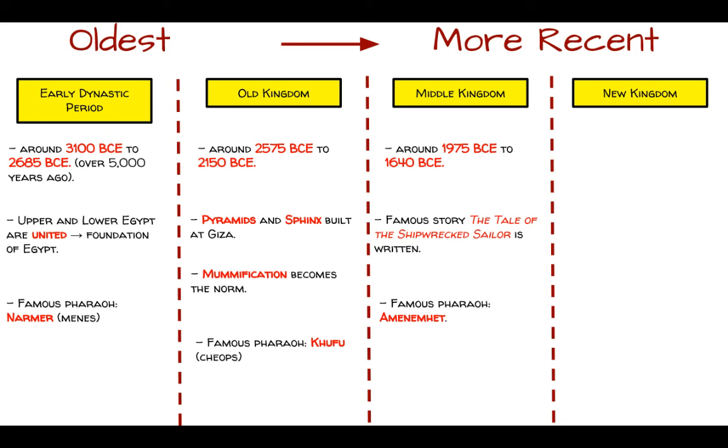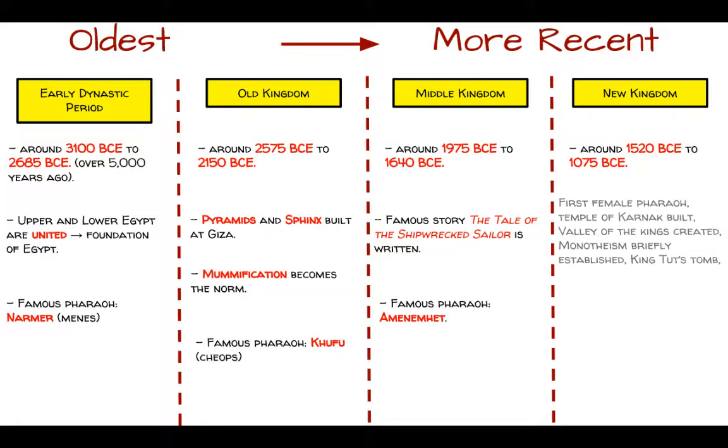Lastly, we're going to finally examine the New Kingdom. And the New Kingdom is my favorite segment of Egyptian history. This is kind of the most famous and kind of densely action-packed segment of Egyptian history. So this happens between 1520 BCE and 1075 BCE, and it's got a ton of big-time events occurring during that time period.